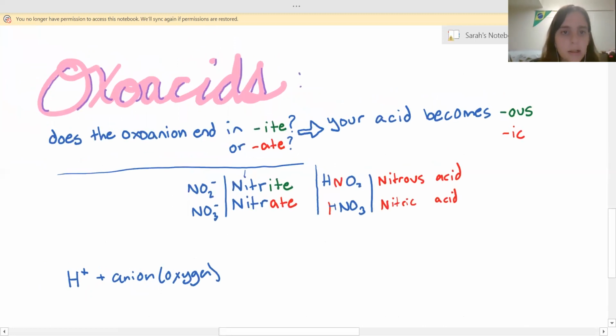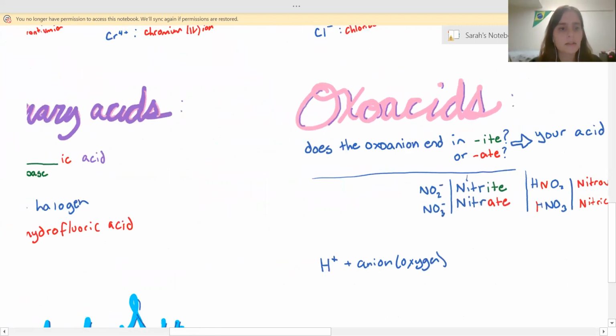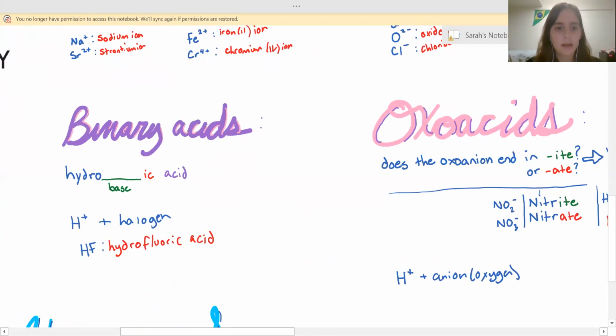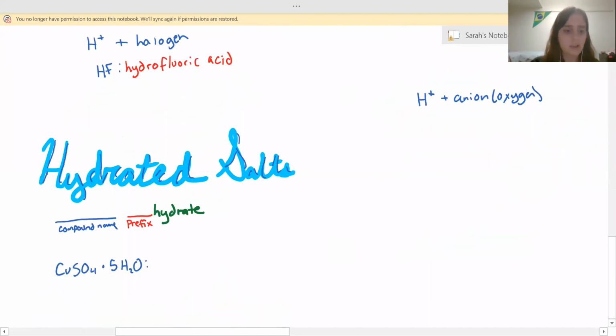Now, it's important, again, driving this home, to recognize that it's an oxoacid when hydrogen is being added to an anion with oxygen. All right, so that is acids. And one more thing before I get into the general naming, hydrated salts.